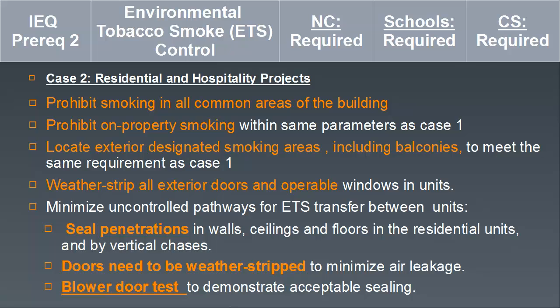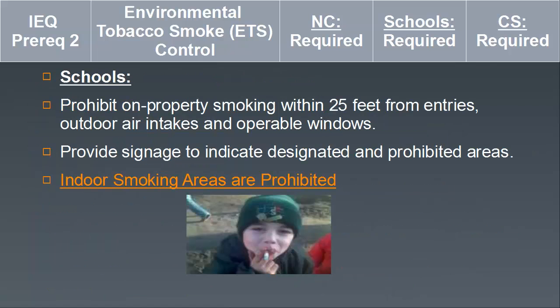In Oregon, the Energy Trust of Oregon actually helps perform these type of audits and testing. So check with your local jurisdiction to see if there's any resources or funding for these type of practices for green building. For schools, indoor smoking areas are prohibited. You also need to prohibit on-property smoking within 25 feet from entries, outdoor air intakes, and operable windows. And you also need to provide signage to indicate designated and prohibited areas.